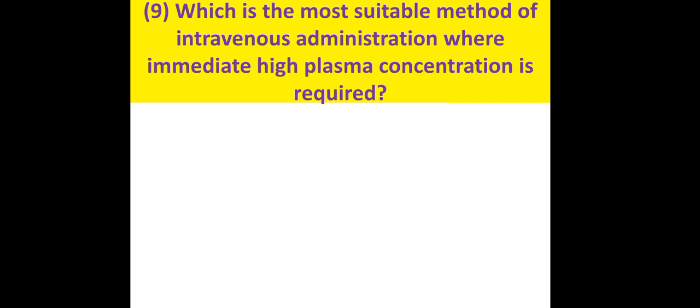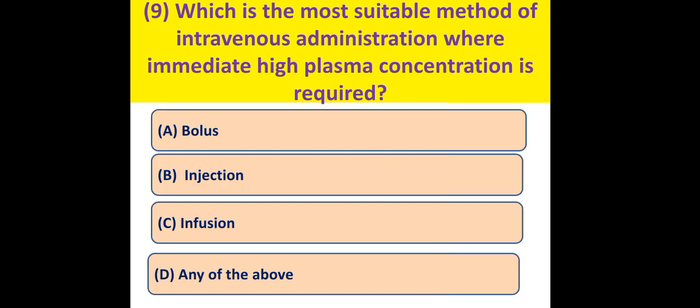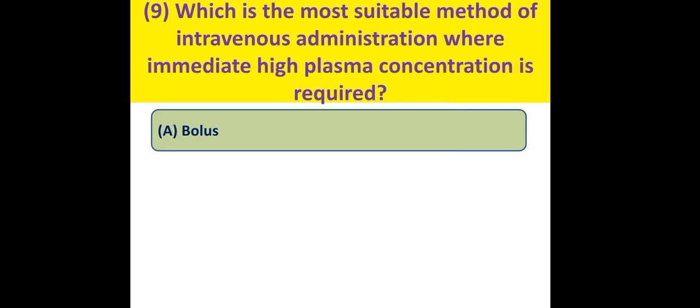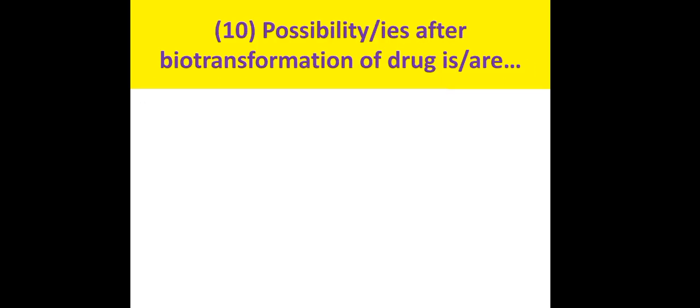Then question 9, which is the most suitable method of intravenous administration when you require immediate high plasma concentration? Bolus, injection, infusion, or any of the above? When you require a high plasma concentration, rapid administration of a high amount of drug is administered and it is known as an intravenous bolus. So the correct answer is bolus.